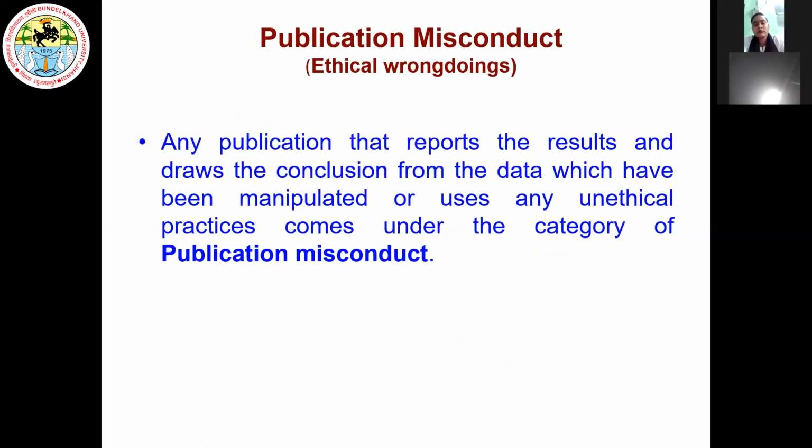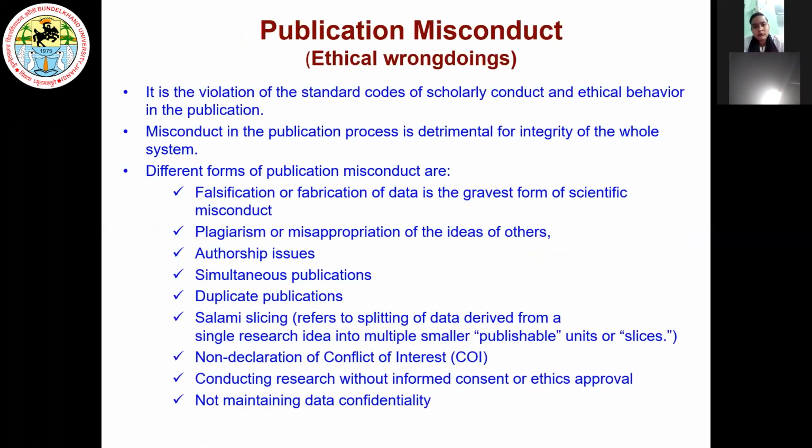Then what is publication misconduct? Any publication that reports the results and draws conclusions from data which have been manipulated, or uses any unethical practices, comes under the category of publication misconduct. Okay. Now, here I have elaborated a little bit more on publication misconduct. It is the violation of standard codes of scholarly conduct and ethical behavior in publication. And misconduct in the publication process is detrimental to the integrity of the whole system. So this is a very, very serious offense.